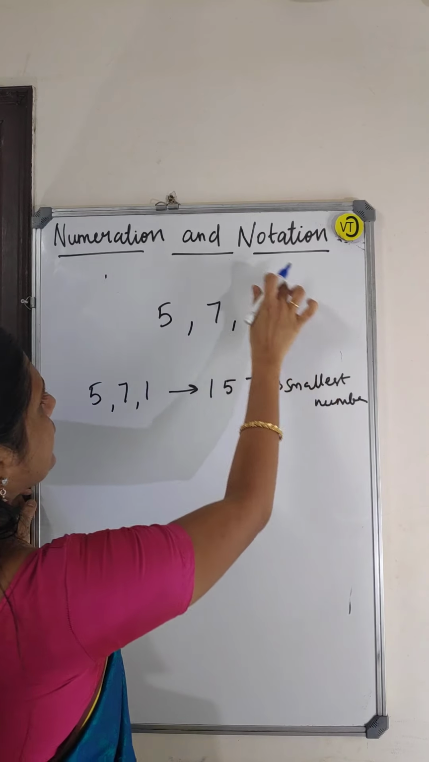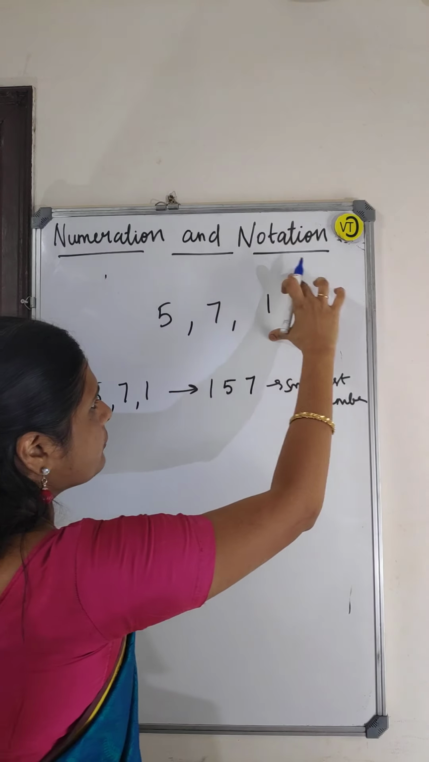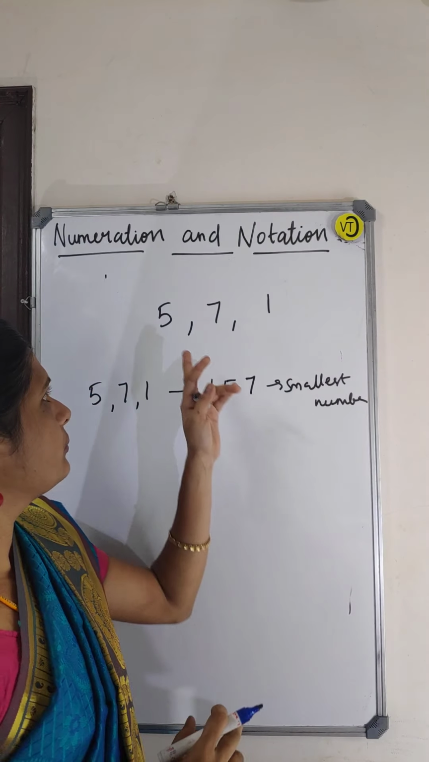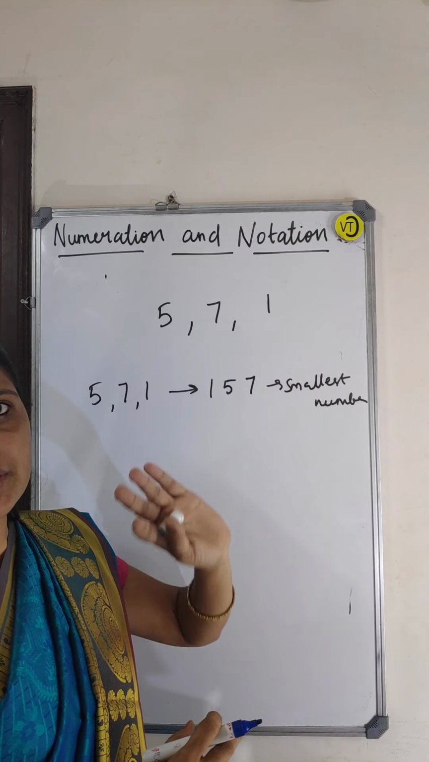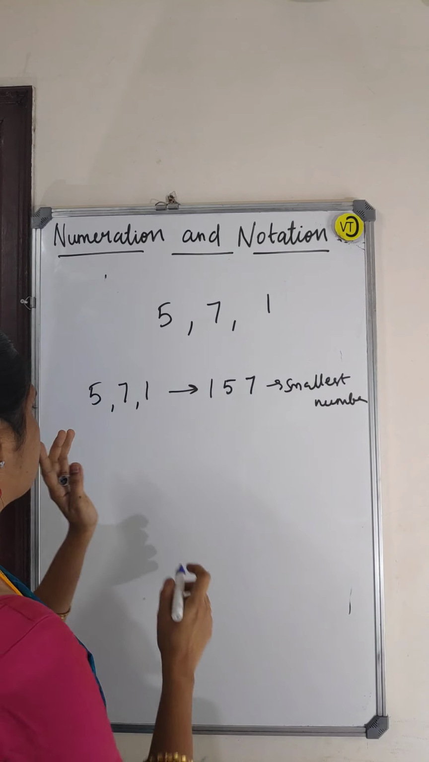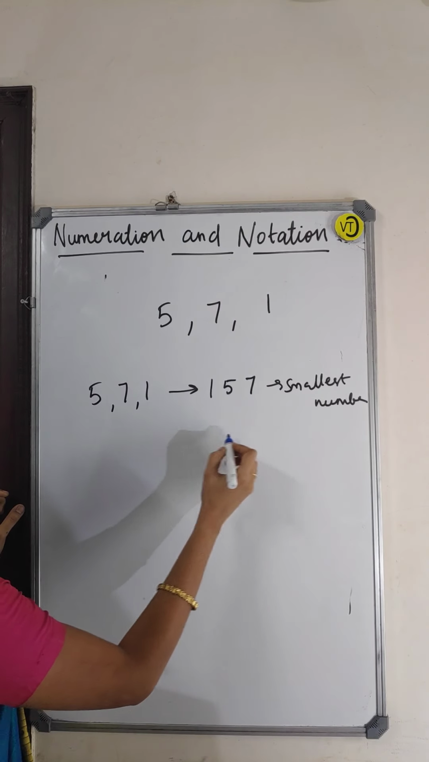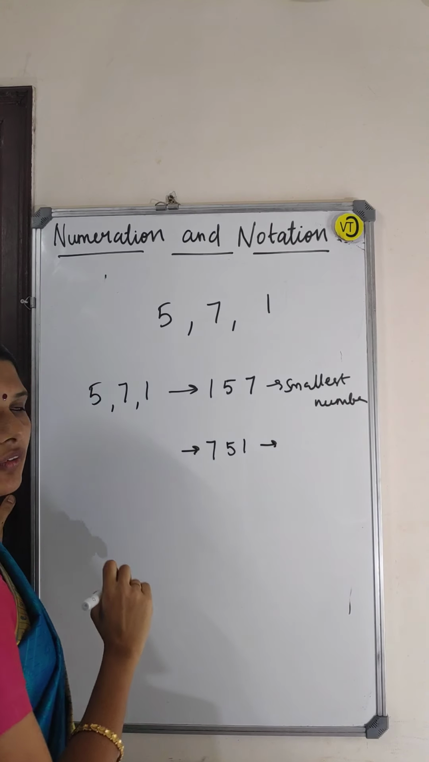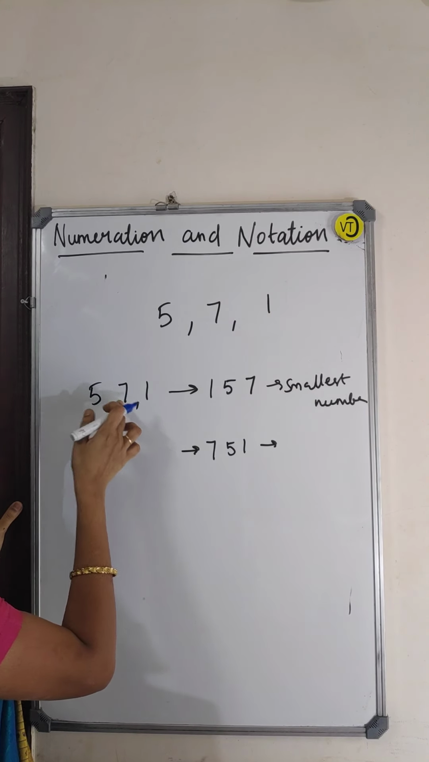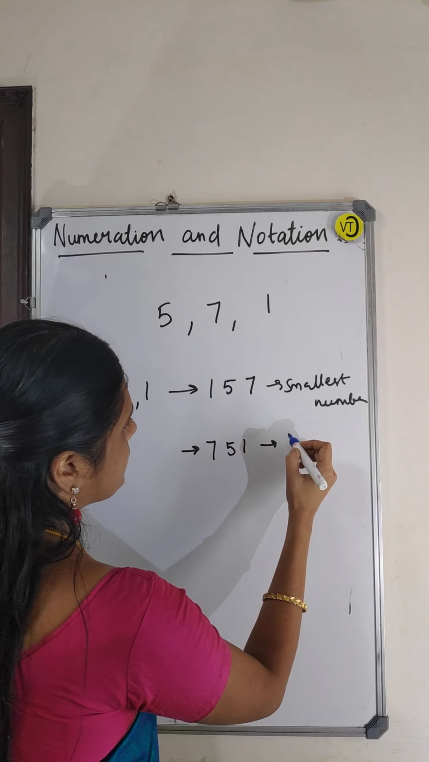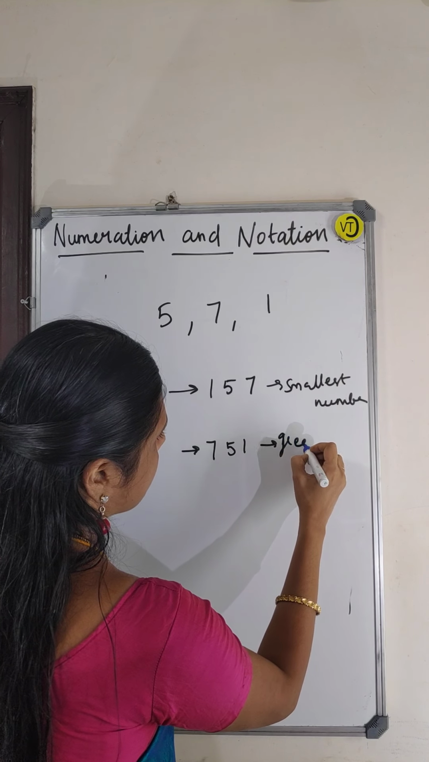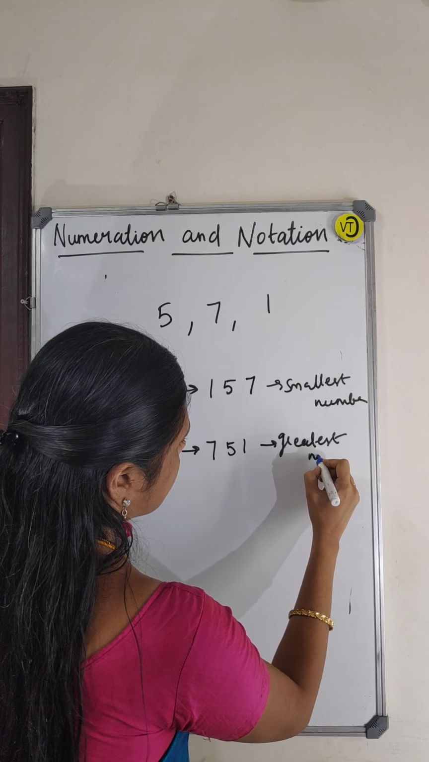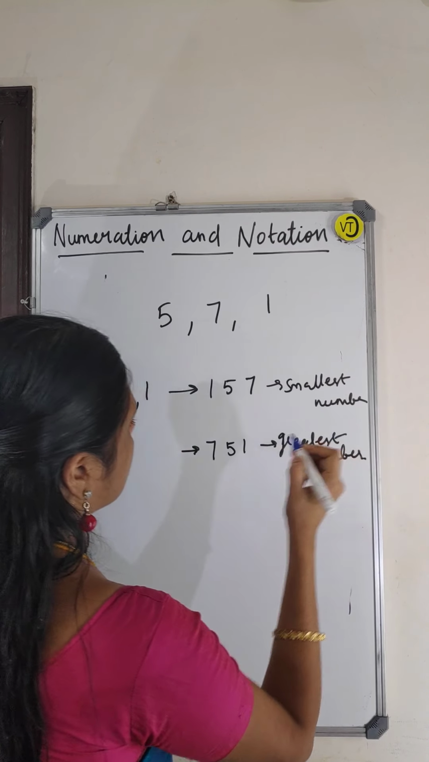They will give one set of numbers. From that you have to write the smallest number, containing only these three numbers. You should not take any other number. And what is the largest number? 751. You have to write in descending order. The bigger number is 7, next 5, next 1. It is the greatest number.